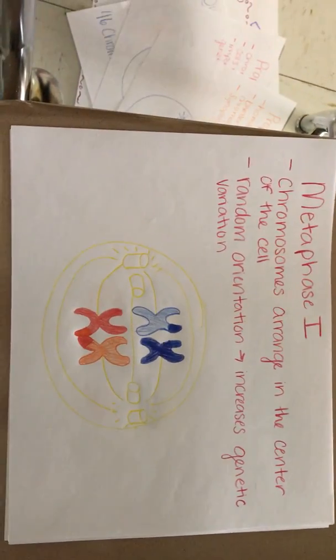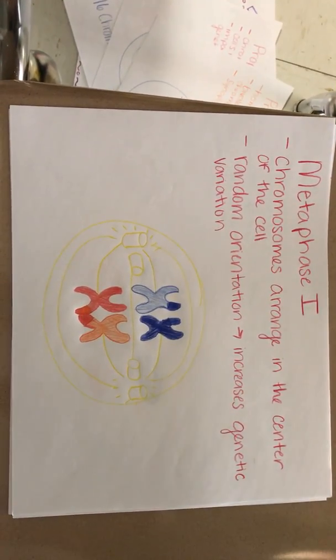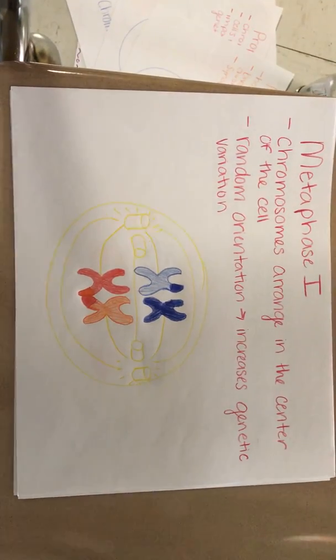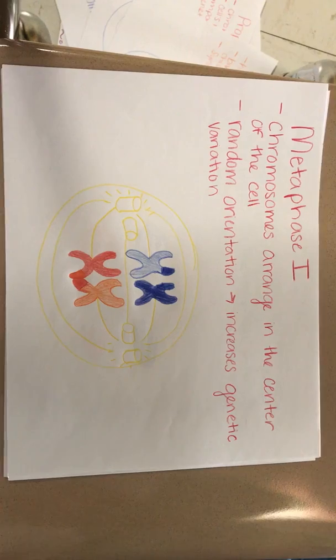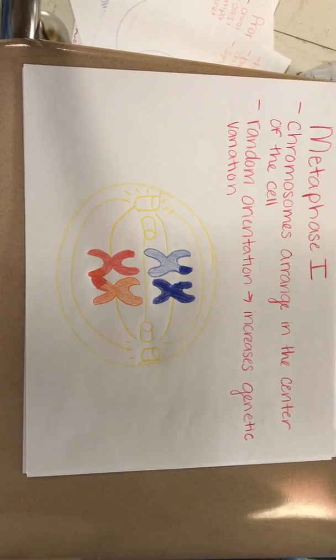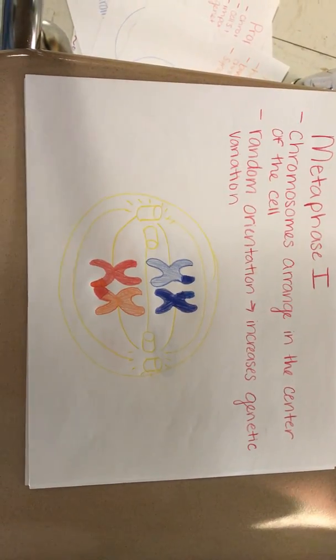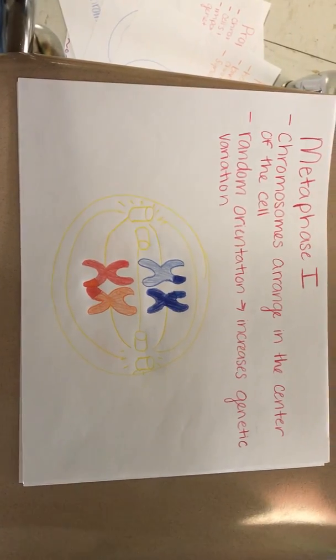Metaphase 1 is where the chromosomes become arranged in the center of the cell. Spindle fibers appear on either side of the chromosomes and attach. During this, the pole to which each chromosome is attached depends on which way the pair of chromosomes is facing. This is called random orientation and is yet another factor in increasing genetic variation.